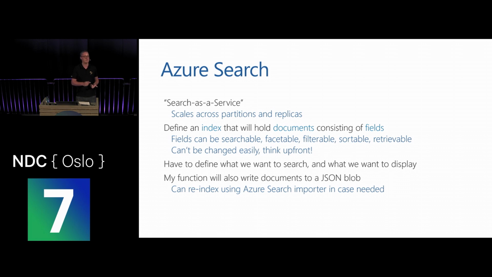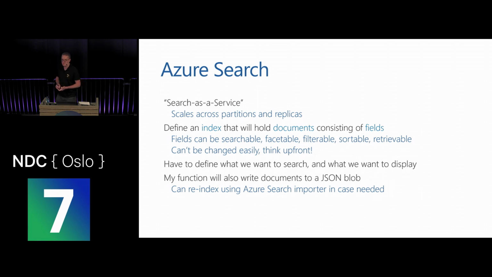In Search, we can define one index that will hold documents, and those documents will contain fields that are searchable, which means we can search in them, facetable, which means we can filter on them, filterable, which means we can filter on them or group by on them, sortable, so we can give the newest results first or the oldest results first, etc. And really important, retrievable. If you're using Azure Search, you have to think about what a specific field should support, because that's what your index is going to support.